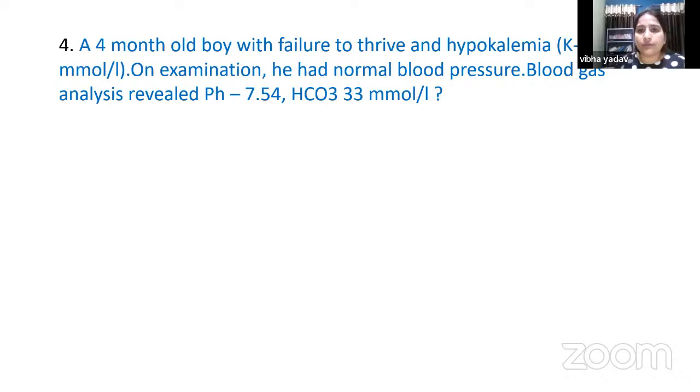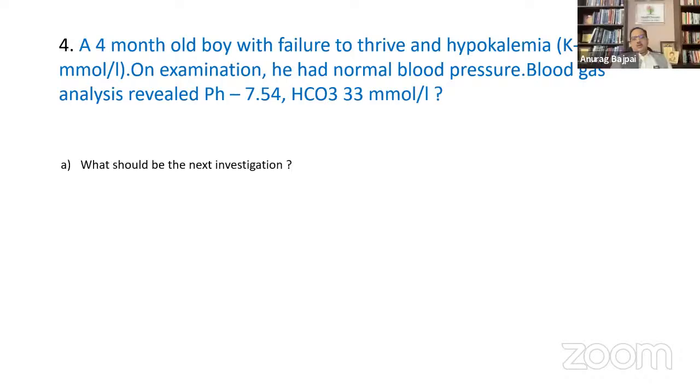Yeah, carry forward. The next question: a 4-month-old boy with failure to thrive and hypokalemia of 2.6. On examination, he had normal blood pressure, and the VBG showed metabolic alkalosis, pH 7.54 and bicarbonate of 33. So the question is, what should be the next step? If we go according to this algorithm, what should be the next step after getting the normal blood pressure? This is an important scenario of chronic hypokalemia with normal blood pressure and alkalosis. So Dr. Vibha, what do you think is the most likely diagnosis at 4 months of age?